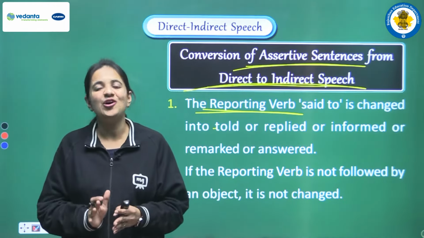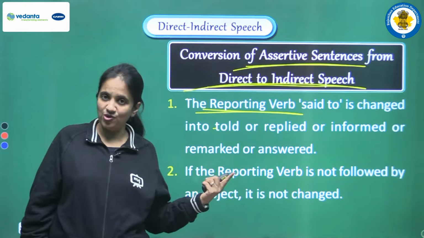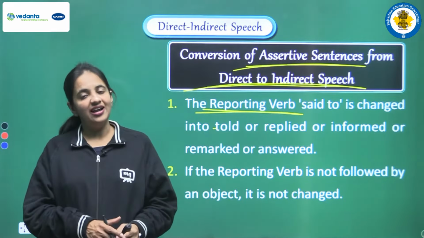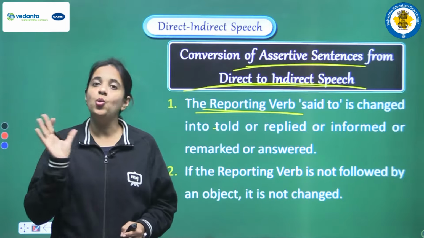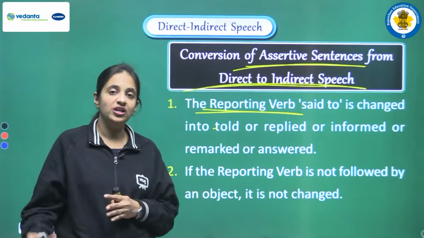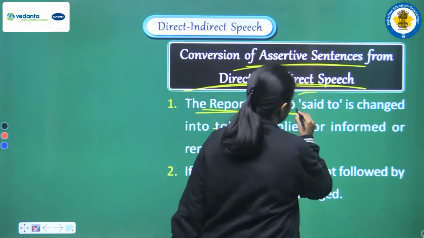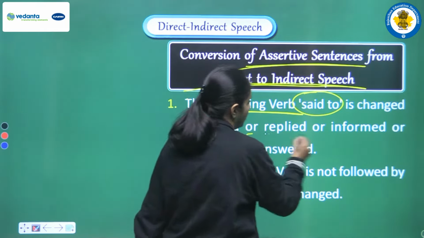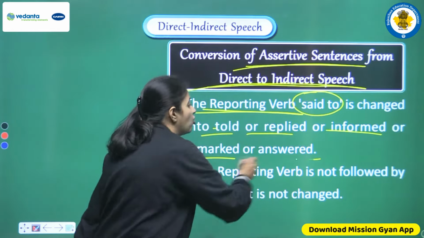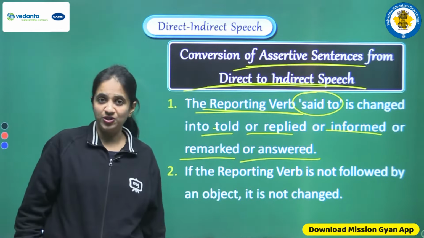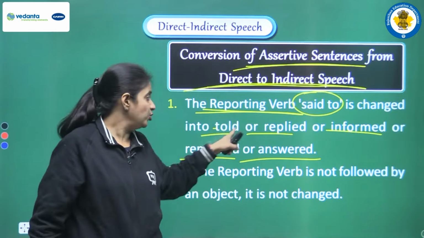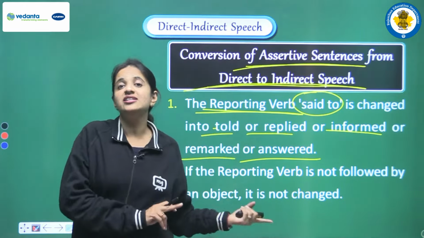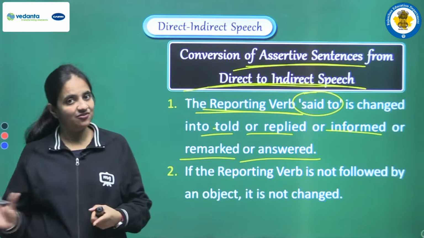Now I am very much sure that the phrase reporting verb is clear to you all. Reporting verb is the part of the direct speech in which we have the name of the speaker and a verb. Suppose in the reporting verb we have said to. This said to will be changed into told, replied, informed, remarked or answered. These are the options, and basically we change said to into told when we have an assertive sentence in the reported speech. Clear? So this is the first change.